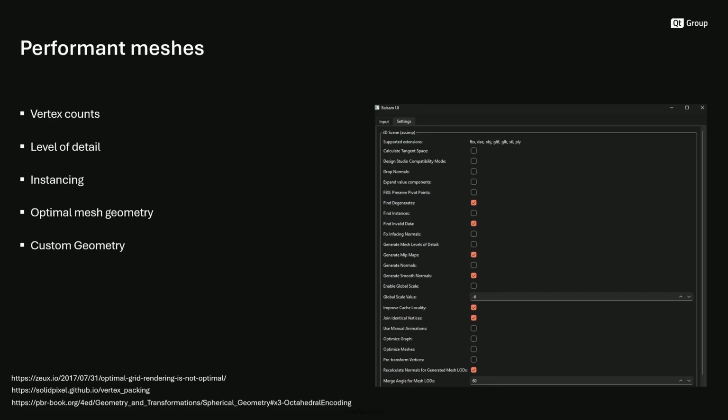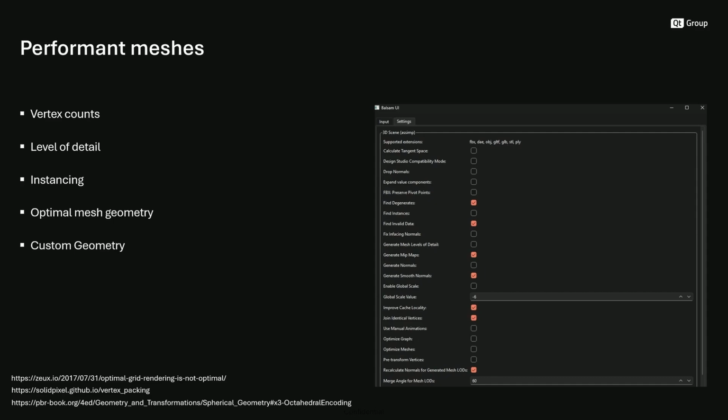And this is actually what improved cache locality does in the Balsam UI, which wraps the async library. It uses the tipsify algorithm, but there are other algorithms that might be more friendly for your GPU, depending on your GPU. I highly recommend looking through the "Optimal Grid Rendering is Not Optimal" blog post.